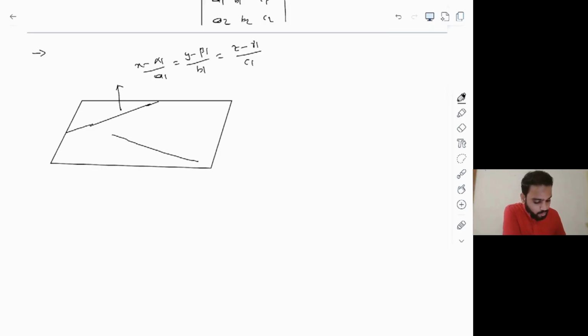And let us take one more line here, which, as I told, should be non-parallel. This second line equation is (x - α2)/a2 = (y - β2)/b2 = (z - γ2)/c2. Okay. Now the concept here is we have to find the equation of this plane. Whenever there are two given lines in a plane, we have to find the equation of the plane.